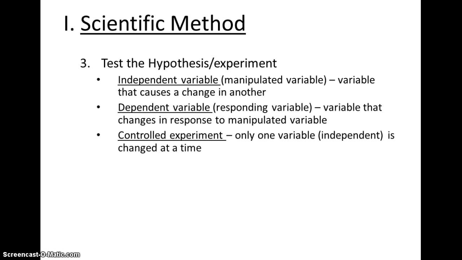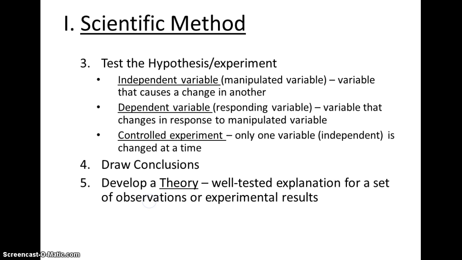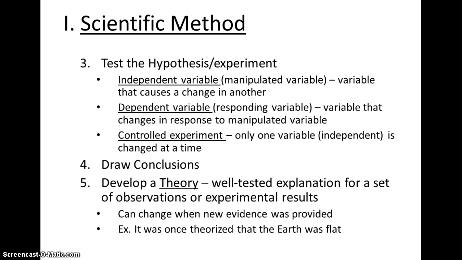And then we have a controlled experiment. A controlled experiment just means that you're only changing one variable, the independent variable, at a time. After you've tested the hypothesis, you want to draw conclusions. And then after you've drawn a lot of conclusions and your hypothesis has been supported many times, you can develop a theory. A theory is a well-tested explanation for a set of observations or experimental results. Looking at a flow chart on the next page will help tie these together.